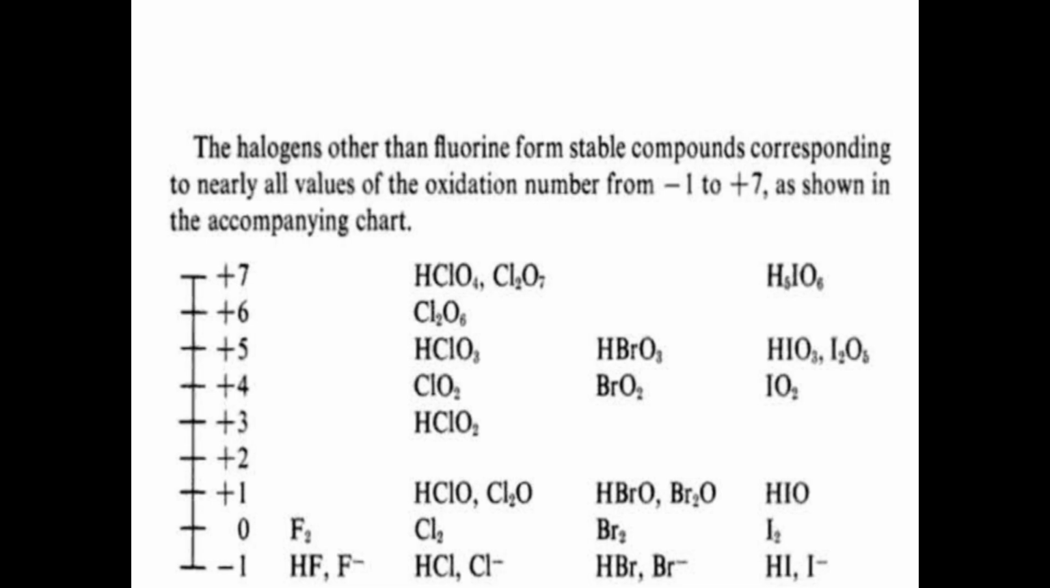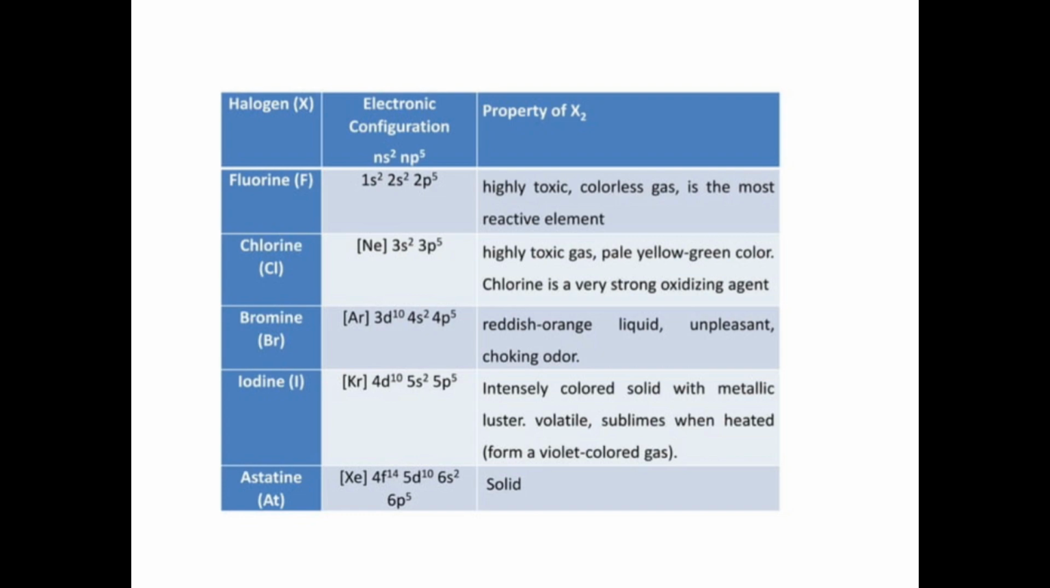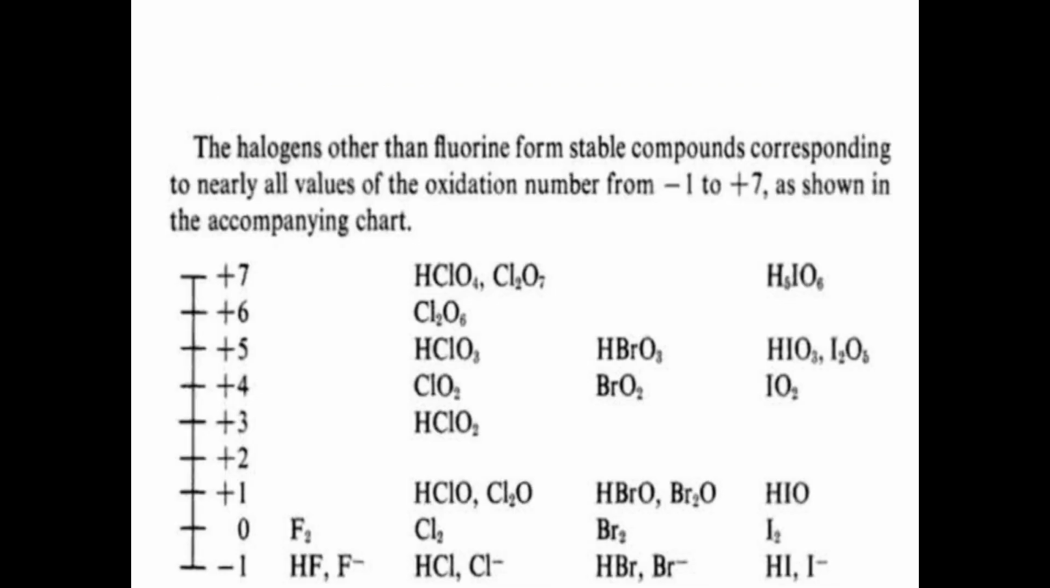So again, let's quickly look at another property, the oxidation state of halogens. Halogens could range from -1 to +7.